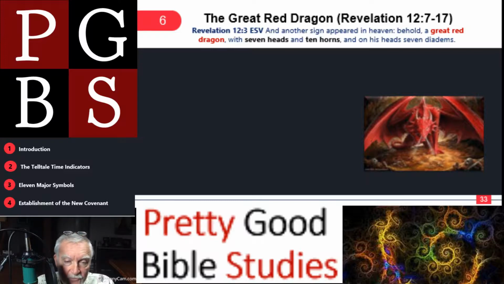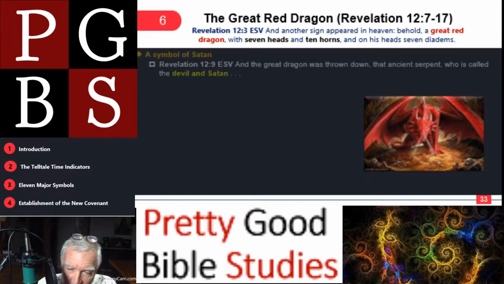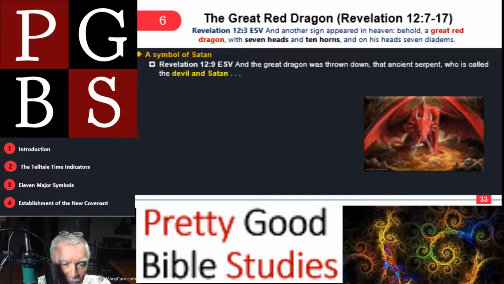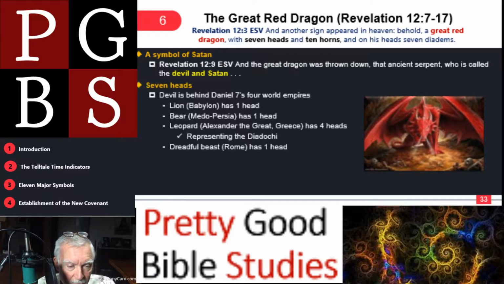The great red dragon, there's no question about this symbol. I started out with this one today because this is the easy one. This refers to Satan. He's a symbol of Satan. Revelation 12:9, John tells us explicitly. Now, most of the symbols in the book of Revelation we have to interpret, but this one we don't, because John tells us straight out. Would that he would have done that with all the symbols, but he didn't. Revelation 12:9 says this, and the great dragon was thrown down, that ancient serpent who is called the devil and Satan. Now, what do the 7 heads of the dragon refer to?